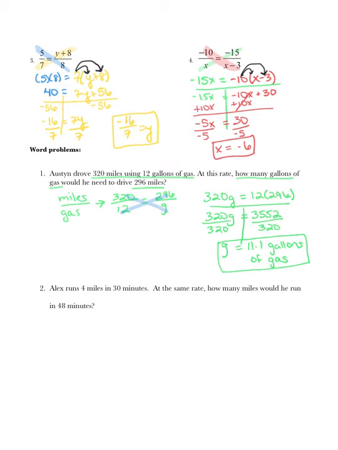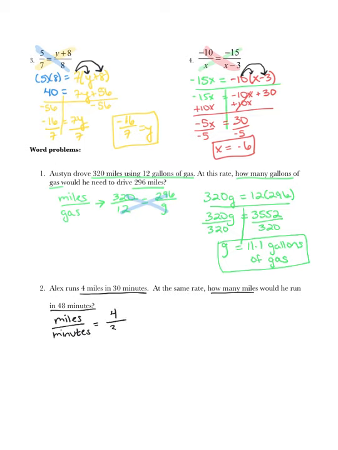All right, last one. Alex runs 4 miles in 30 minutes. It's still faster than me. At that same rate, how many miles in 48 minutes? I'm going to do this one two ways. I'm going to do miles to minutes.